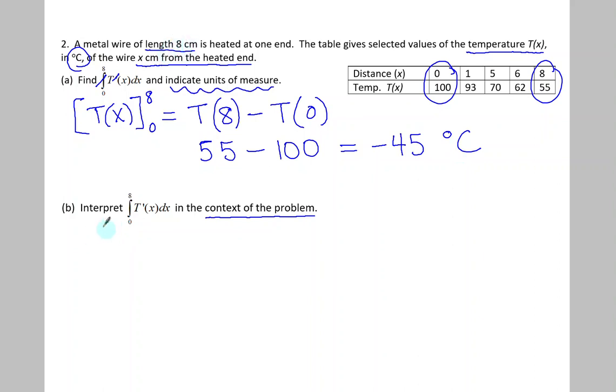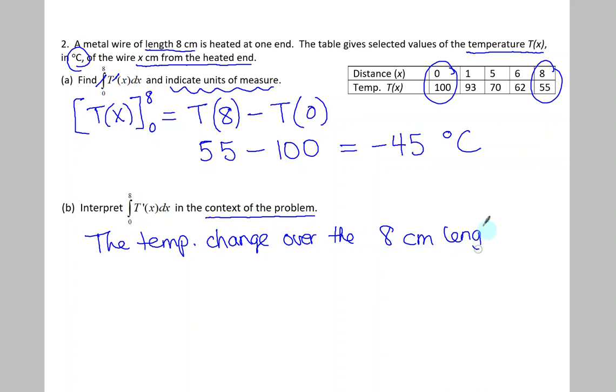We could say this a couple different ways. We could say the temperature change over the 8 centimeter length of wire was negative 45 degrees Celsius. We've noted what the x represents, or that interval, is the length of the wire, and we've noted what the integral is, that change in temperature.